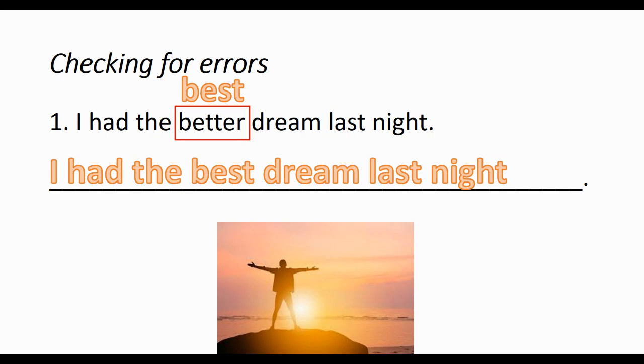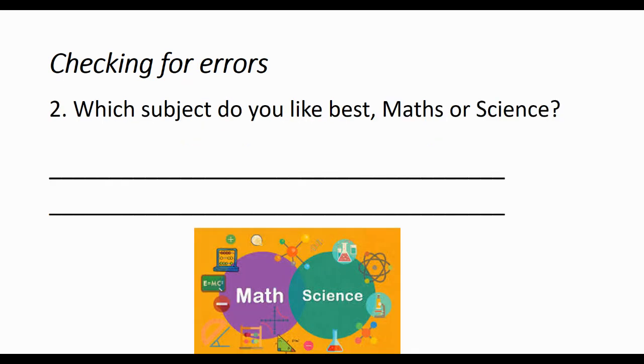Let us now look at another example. Which subject do you like best? Maths or science? Now, in daily conversations, I guess this is how you will speak to your friends, and it sounds correct, but actually this sentence is grammatically wrong. Now, which subject do you like best, maths or science? I'm only asking you to compare two different subjects.